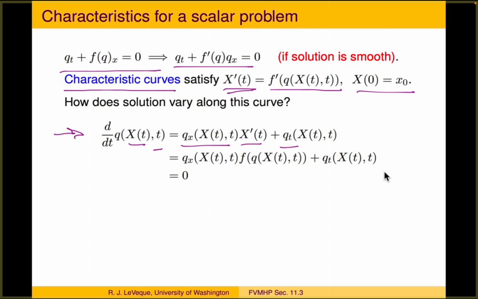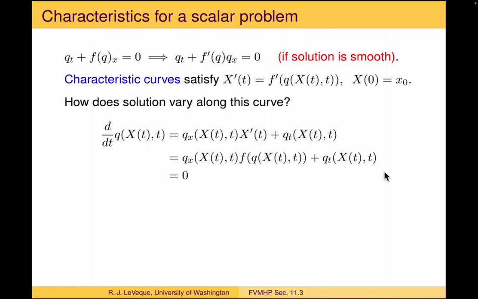But now using this assumption for the characteristic curves, this X'(t) is just f'(q(X(t))). There's a prime missing there. But that then gives us q_t plus f'(q) times q_x, and that's exactly what the PDE form up here says should be equal to 0. Okay, so what we end up with is that along these characteristic curves, there's no change in the solution. The solution is constant on characteristic curves.